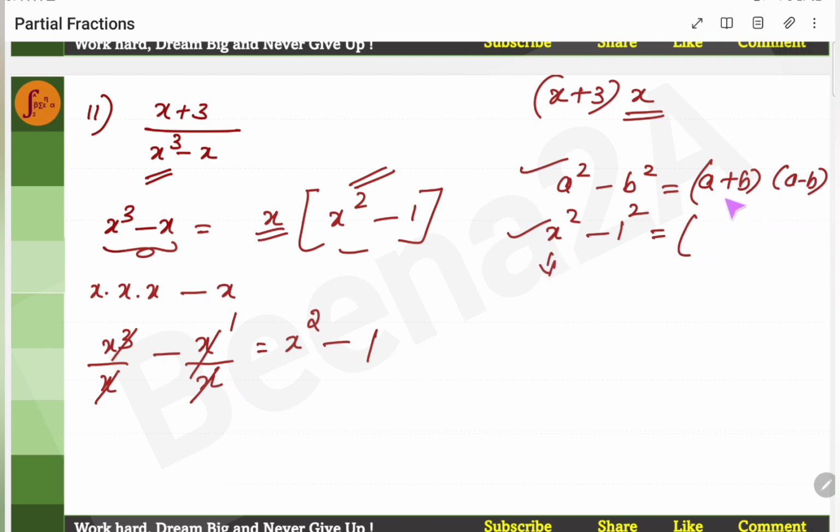A is, instead of a, I have x. And instead of b, I have 1. Let's take this as a, this as b, right? Instead of b, I have 1. Again here, a is x, put minus, instead of b, I have 1. So I have to put it like this: x plus 1 into x minus 1.